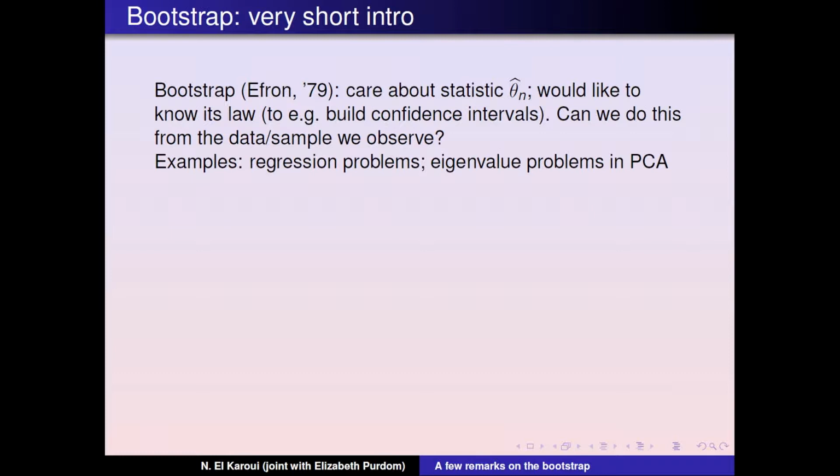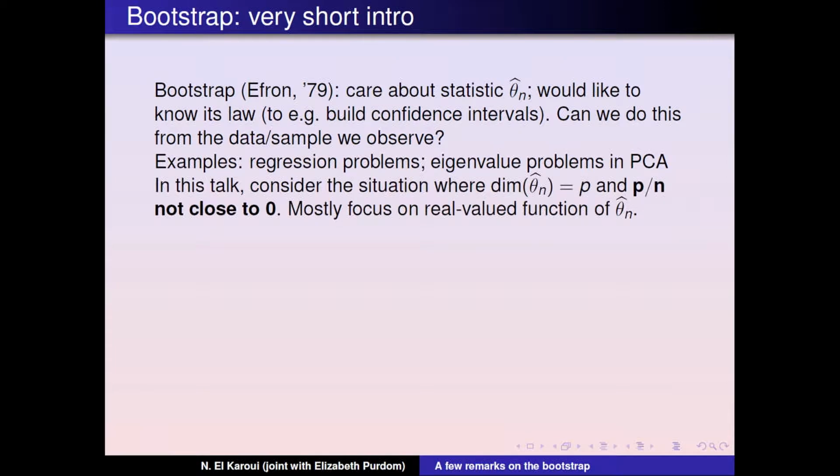The problems I'll talk about are regression problems and a bit of eigenvalue problems in PCA. In this talk, I'll talk mostly about situations where the parameter of interest is of moderately large dimension. So dimension p, but p over n, where n is the number of samples, is not close to 0. I'll explain why I do this later. In this situation, things can be very difficult, so I'll ask only extremely simple questions. I look at one-dimensional projections of this parameter.